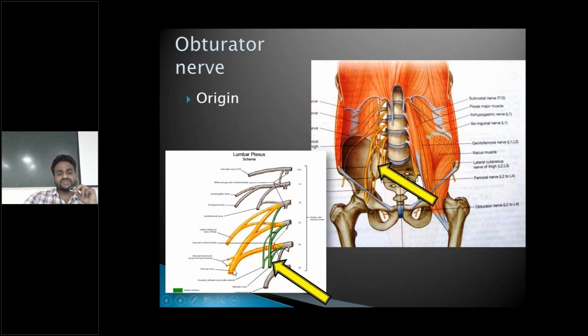Femoral nerve is the nerve of the front of the thigh. Obturator nerve is the nerve of the medial compartment of the thigh. Just now we studied the muscles of the medial compartment of the thigh, so now we study the details of the obturator nerve. You know the origin is from the lumbar plexus, L2, L3 and L4.